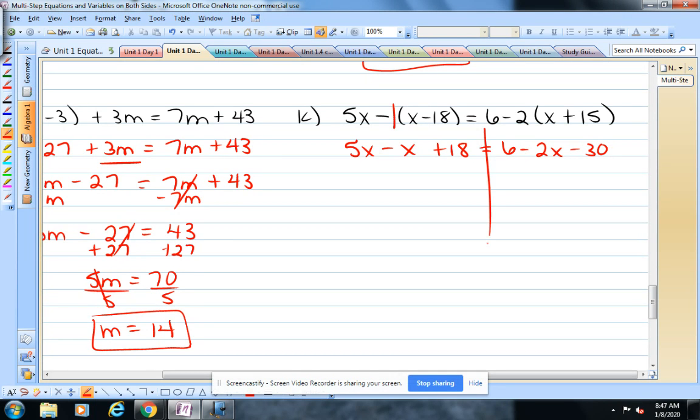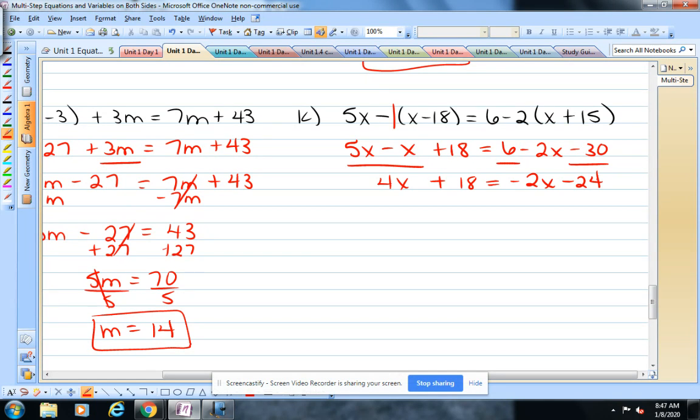Yes, look at each side of the equal sign and see if there's any like terms. Are there any like terms over here? Yeah, the x's are like terms, aren't they? So what is 5x minus 1x? 4x, and I'm just going to copy the plus 18. Equals, are there any like terms on the right-hand side? Yeah, the constants are, aren't they? So +6 minus 30 is what? All right, so I'm going to have -24.